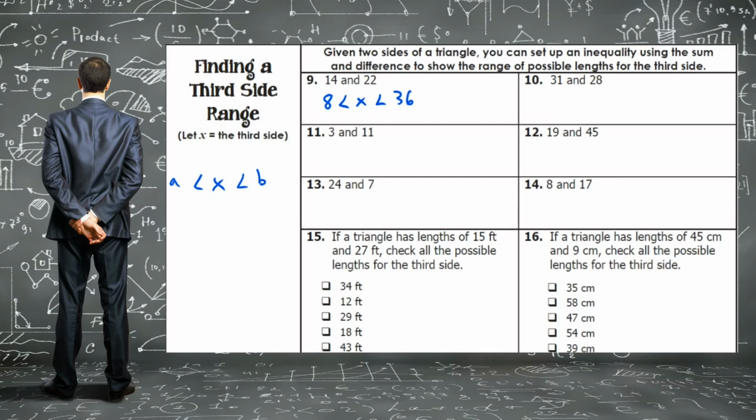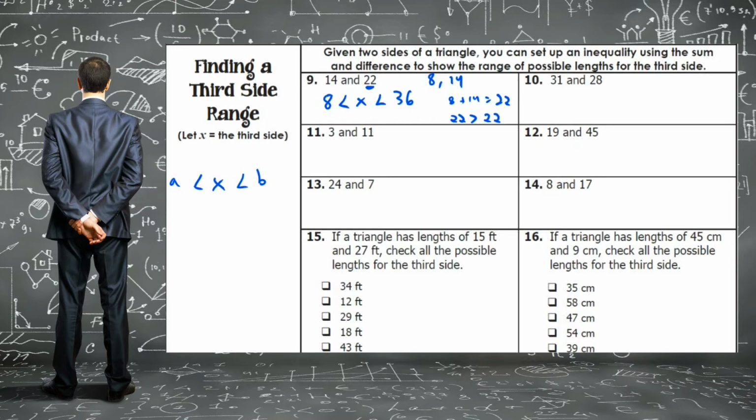If my third side was 8, then 8 and 14 would be my smaller sides, right? If I add 8 and 14, that's 22. Is 22 greater than 22, which would be my third side? No, it would not be. And therefore, we couldn't make a triangle if our number was 8 or lower.